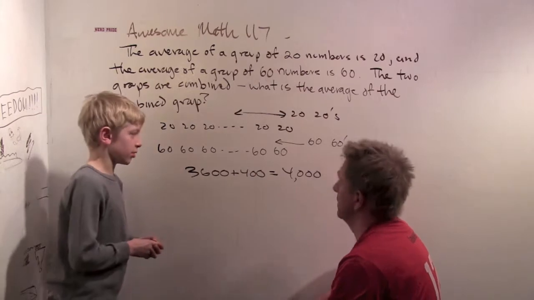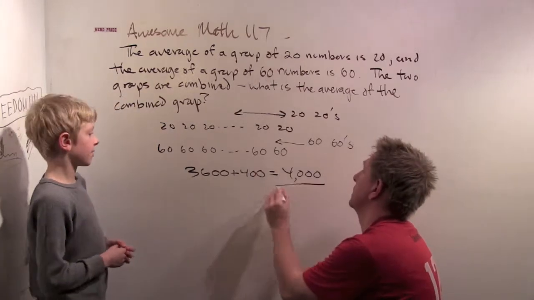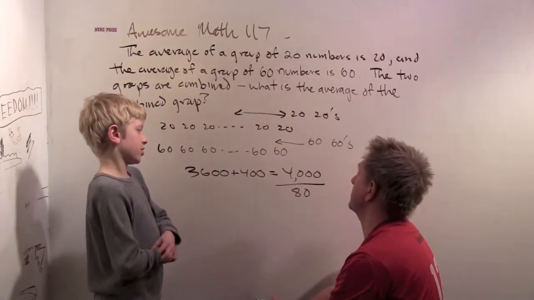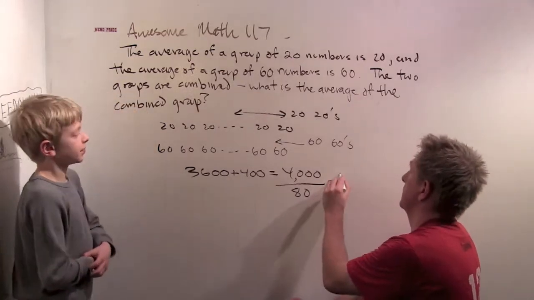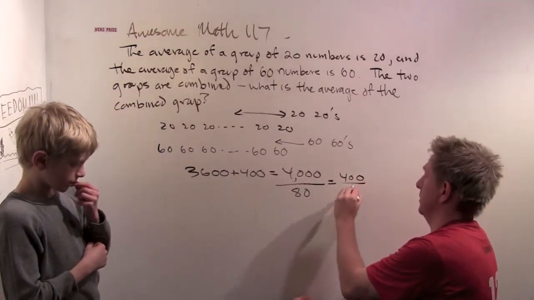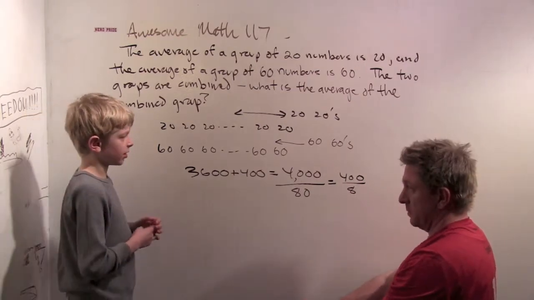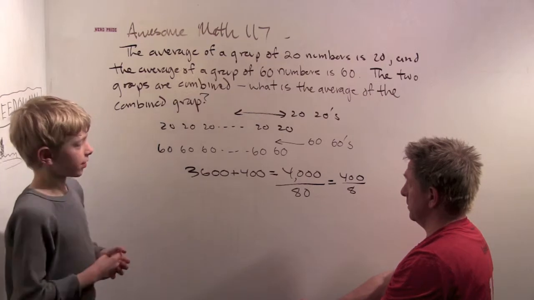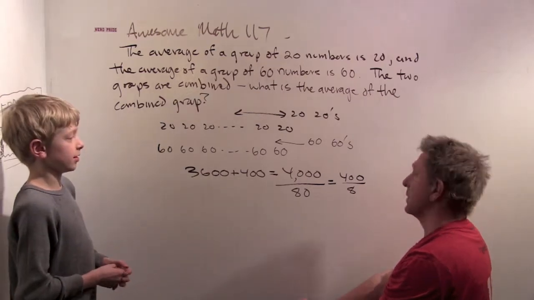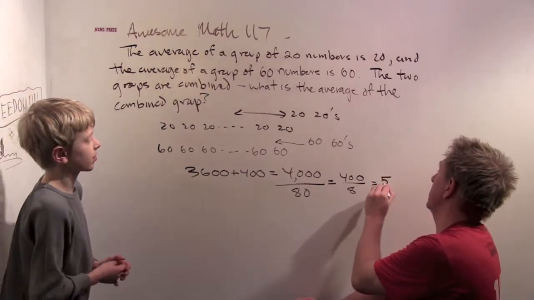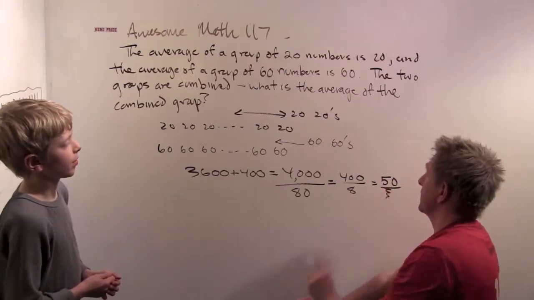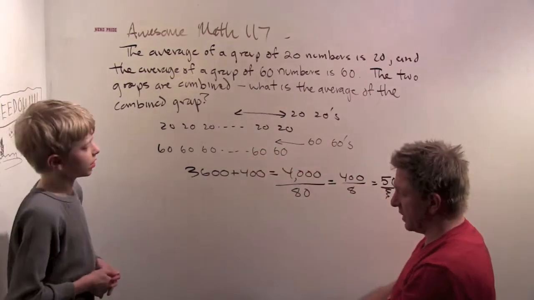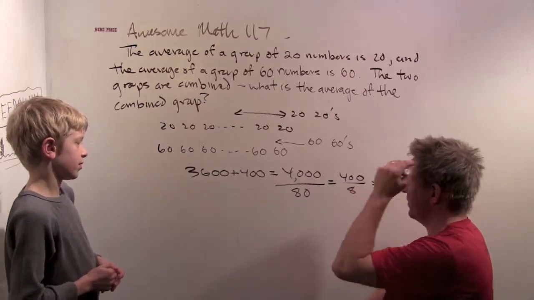And there's 80 numbers, so we have to divide by 80. Well, that's 4,000 divided by 80. It would be, I think it was 500. Wait, no, 50. There you go. So in this case, when we picked all 20s and all 60s, the new average of the combined group was 50.